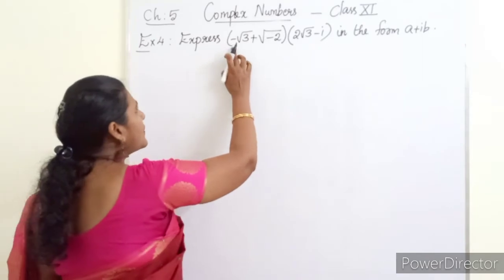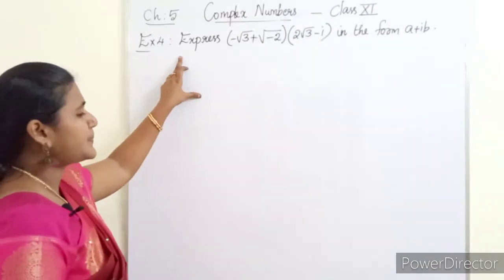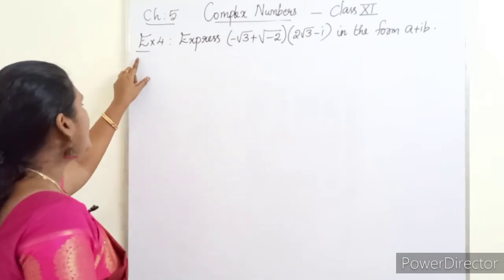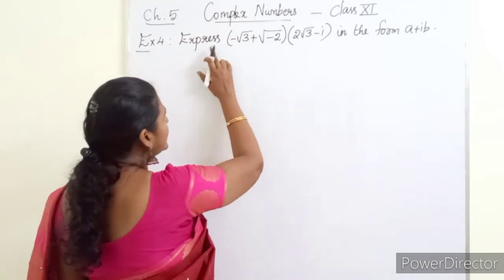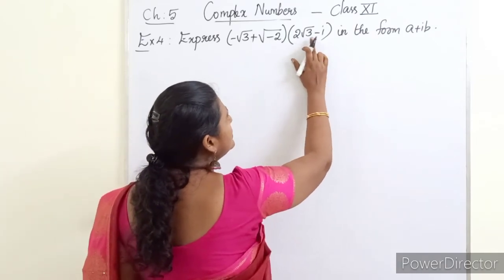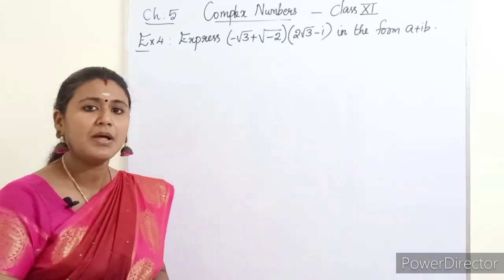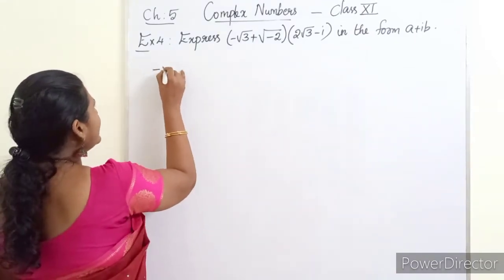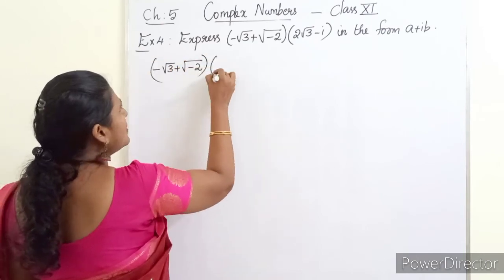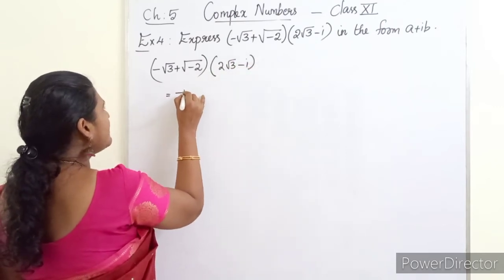Now we will see example 4. Express minus root 3 plus root of minus 2 into 2 root 3 minus i. We have to simplify this and express it in the form a plus ib. So minus root 3 plus root of minus 2 into 2 root 3 minus i. So this is the expression given. So we will simplify this.